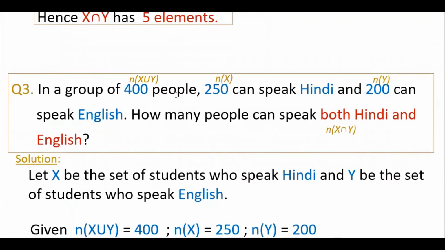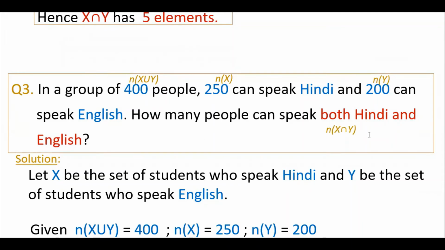In a group of 400 people, 250 can speak Hindi and 200 can speak English. How many people can speak both Hindi and English? So here, let X be the set of people who speak Hindi, and who speak English, the set you have to assume as Y. So n(X) who speak Hindi is equal to 250, n(Y) is 200, and in a group of 400 people, so n(X ∪ Y) is 400. Both Hindi and English, both you have to find.